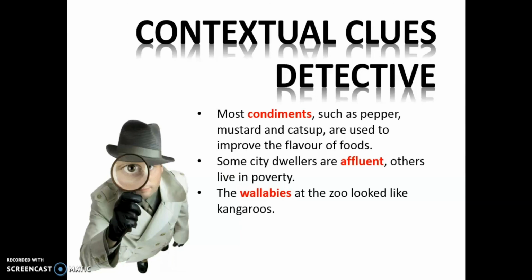And finally, the wallabies at the zoo look like kangaroos. The words look like, the author has given you the example. How do wallabies look like? So wallabies is a plural of wallaby. It is herbivorous marsupials. Look similar but smaller than kangaroo.